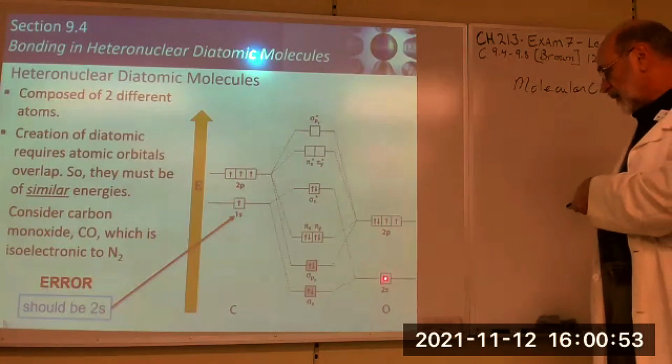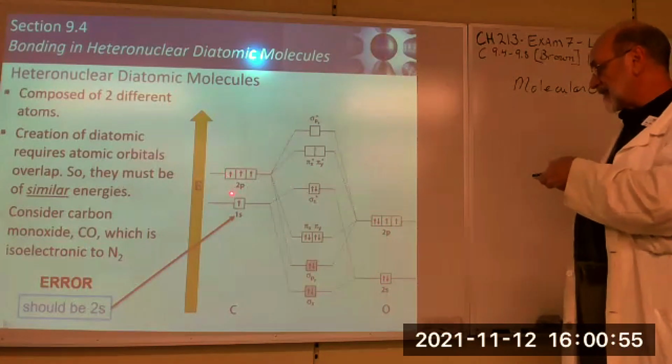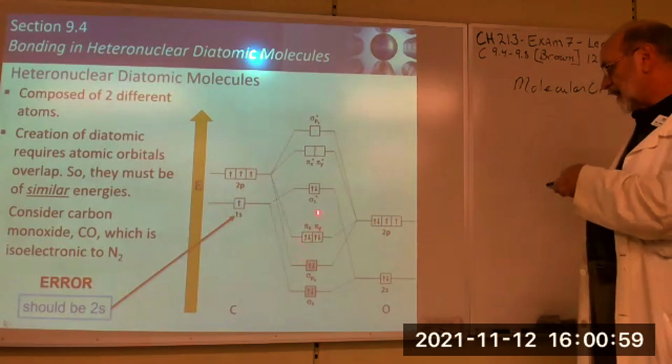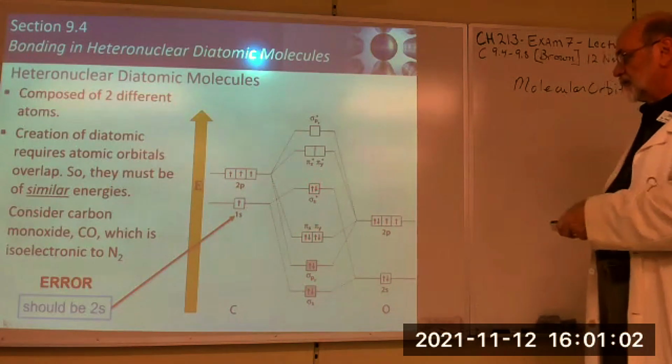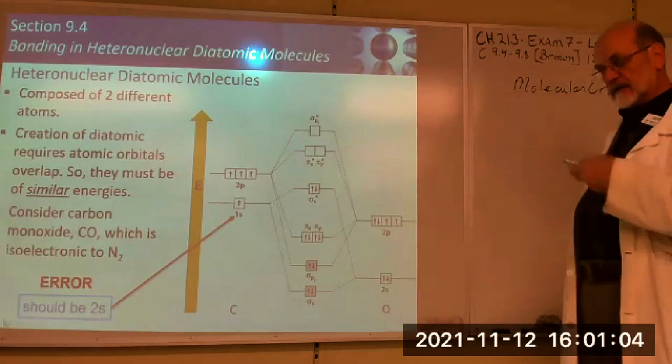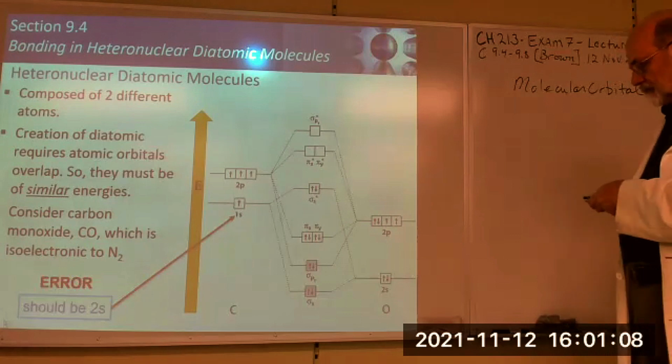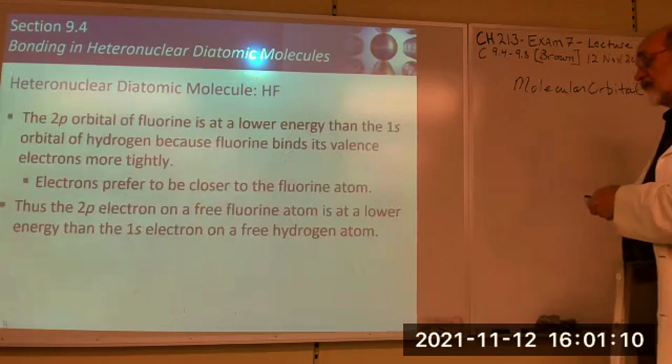Right, so we've got 2, 4, 6, 8, 10. So we got 2 here, 4, 6, 8, and 10. So this molecule should be diamagnetic. And in fact, it is.